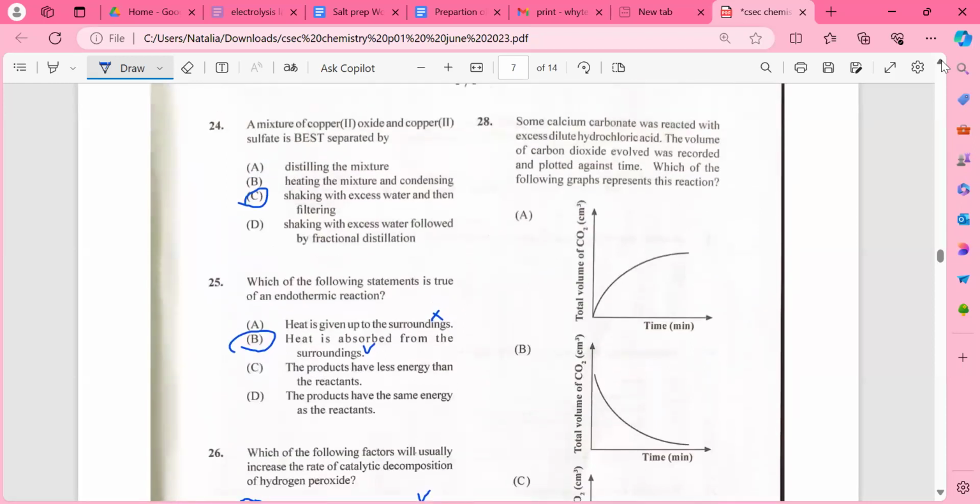Some calcium carbonate reacts with excess dilute hydrochloric acid. The volume of carbon dioxide evolved was recorded and plotted against time. So this is how the graph is going to look.